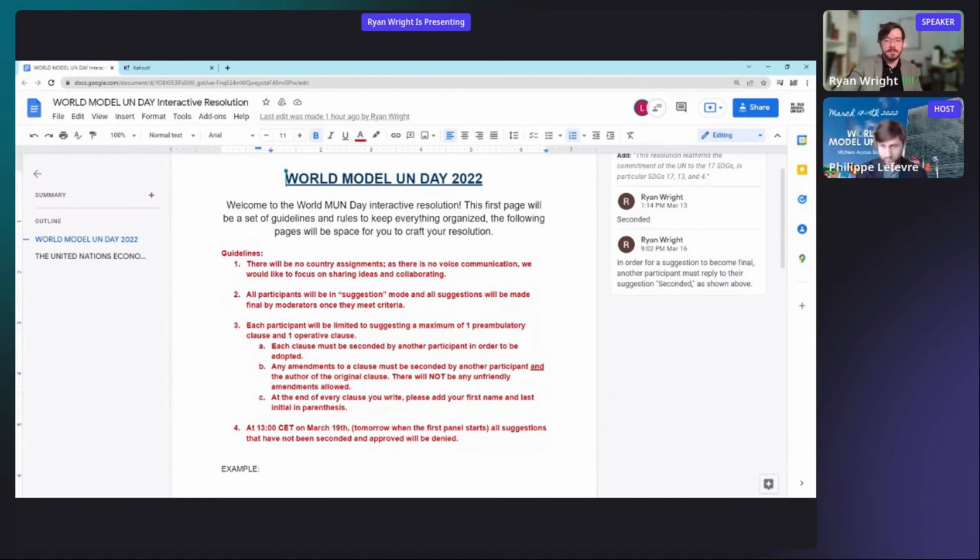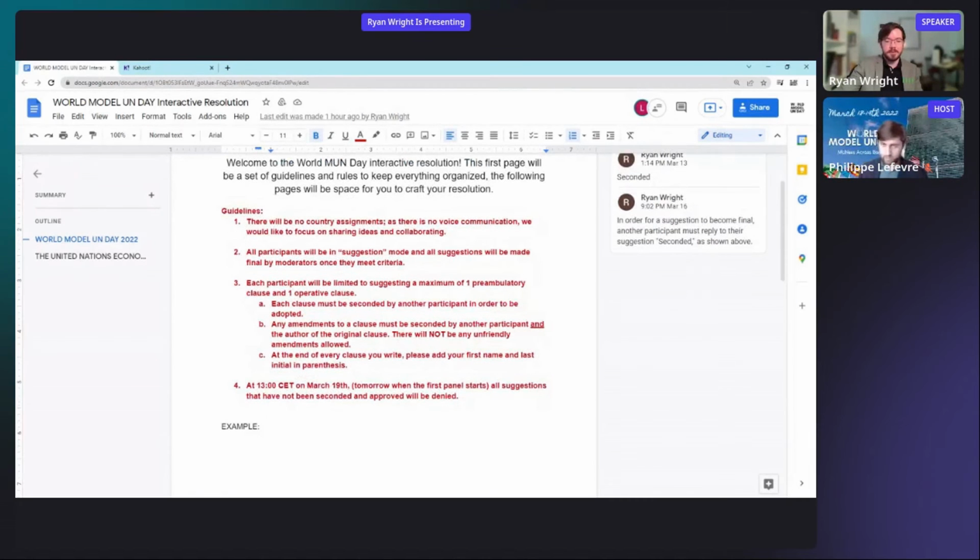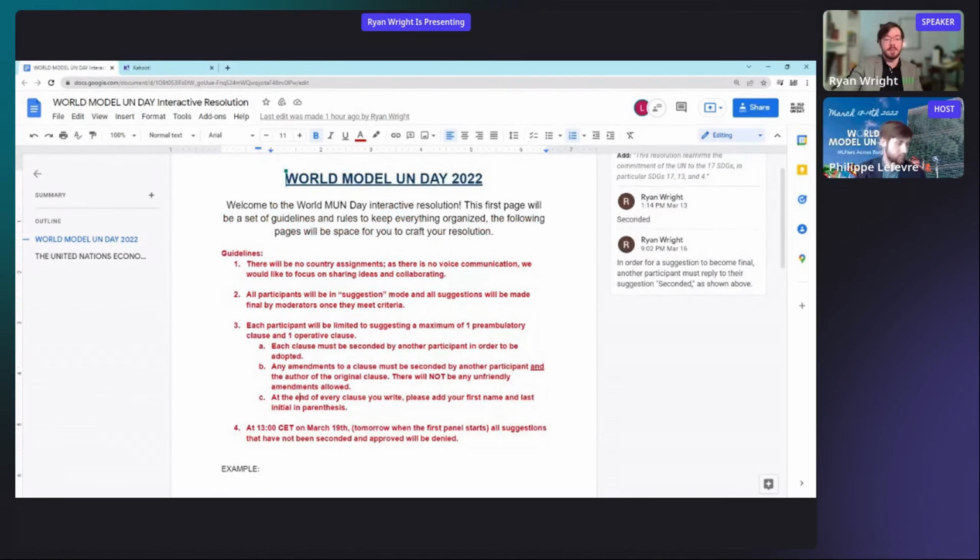And then at 13 CET on March 19th, which is tomorrow, when the first panel starts, all suggestions that have not been seconded and approved will be denied. They won't be gotten rid of. Everything will still be on here, but I will be copying and pasting everything that's permanent and moving it to another document so that we can have a formal final resolution.